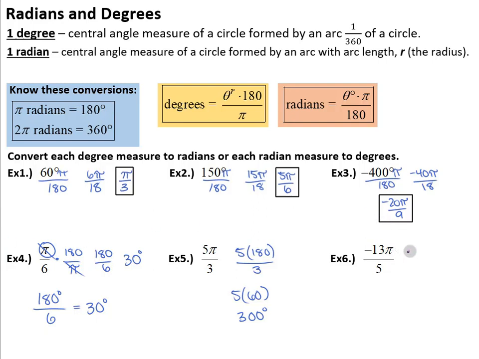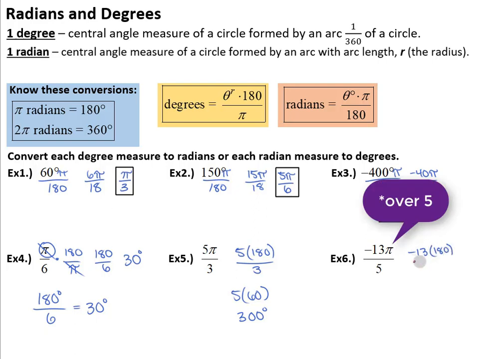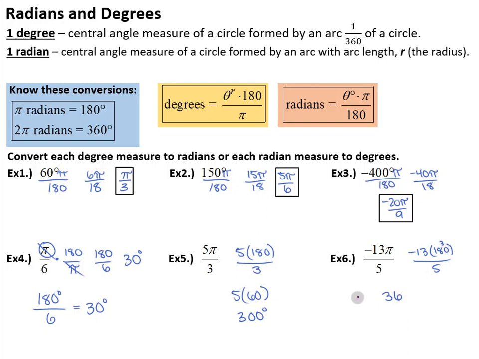What about negative 13 pi over 180? Well, if I again replace pi with 180 degrees, now 180 does divide by 5. That may not be super easy to do in your head, but 5 goes into 18 3 times with 3 left over, and 5 goes into 30 6 times. So this is negative 13 times 36, okay, which gives you negative 468 degrees. Negative 468 degrees.